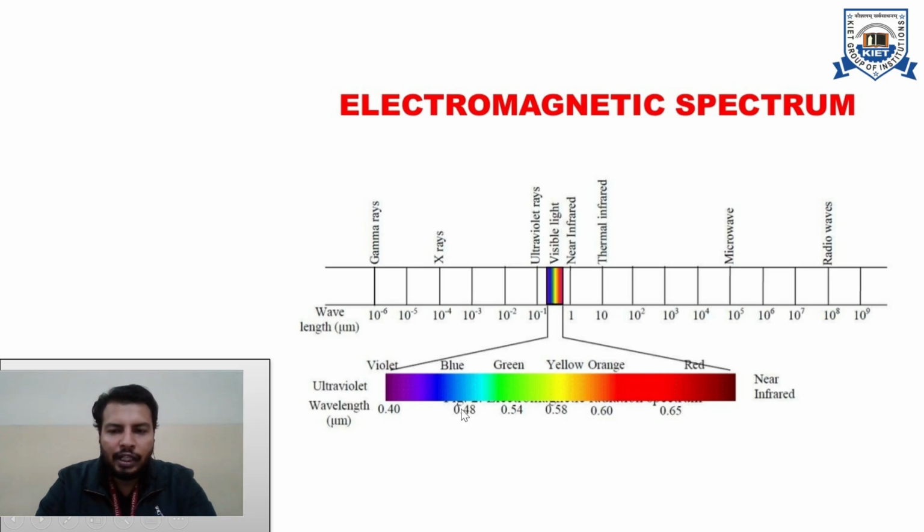So again we can have a variety of wavelengths here. After the visible region we have the near infrared band. After near infrared we have the thermal infrared band. After thermal infrared we have the microwave band, and after the microwave band we have the radio band.